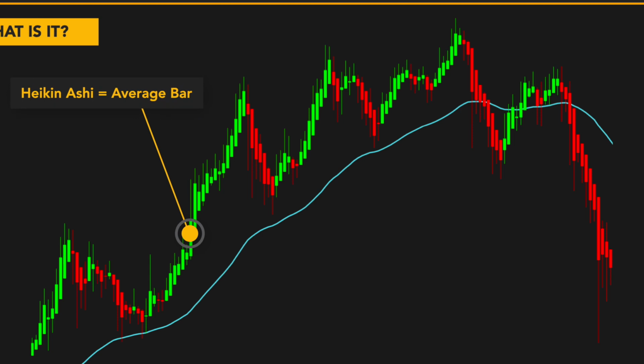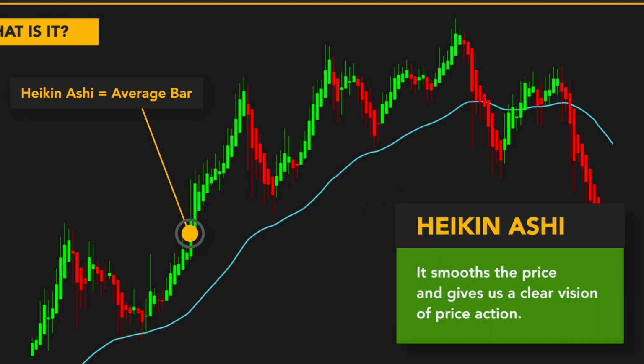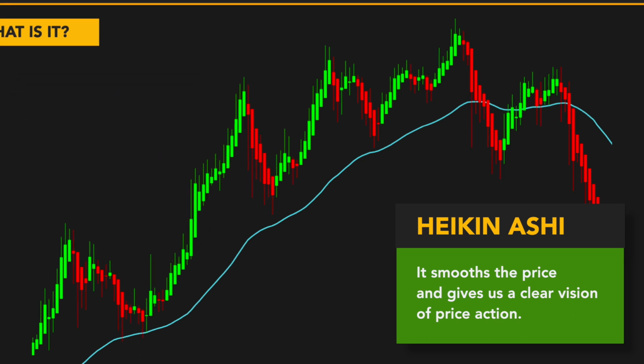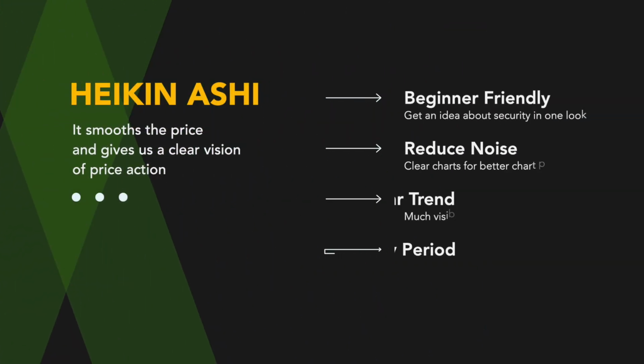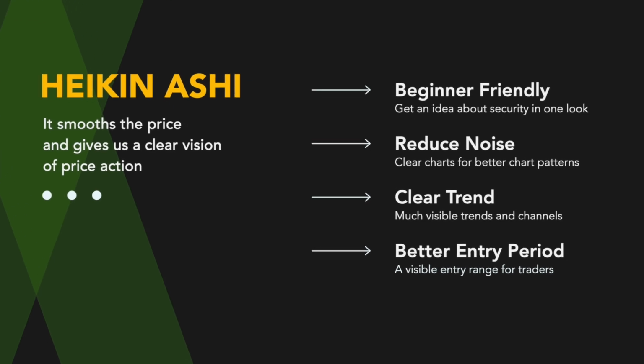Despite its cool name, what HEIKIN ASHI means is simply average pace or average bar. It smooths the price and gives us a clear vision of price action. So, it removes the noise from the charts, very useful for beginner traders.